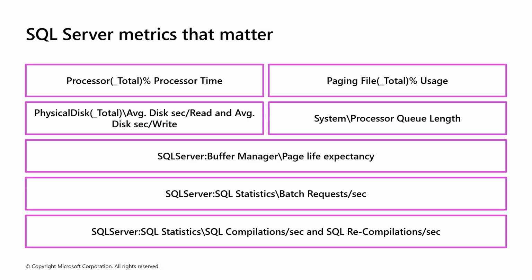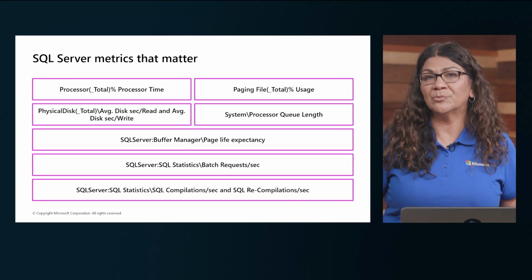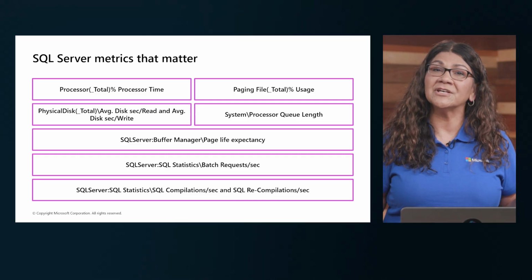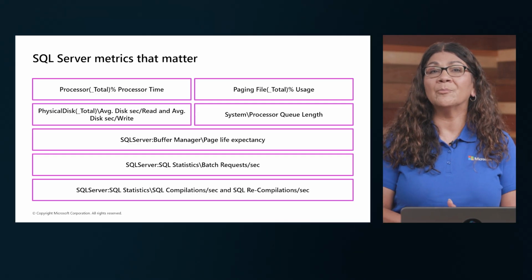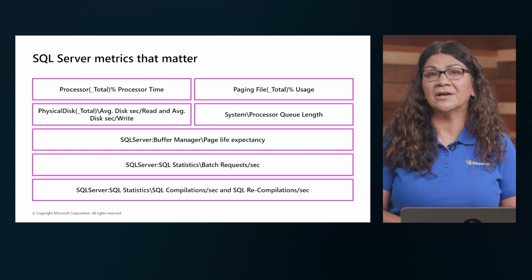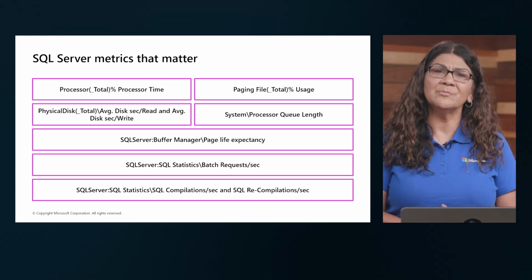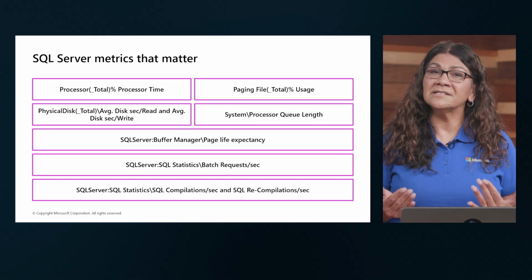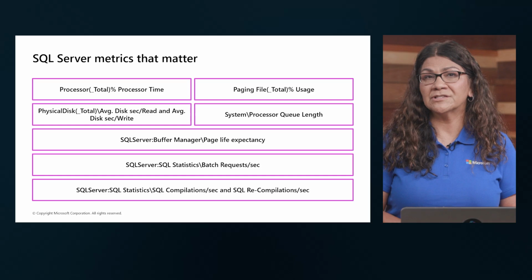For CPU health, percent processor time measures overall usage, while processor queue length shows thread contention, both useful for detecting CPU pressure and scaling needs. Memory-related metrics like paging file usage help identify when memory is being offloaded to disk, and page life expectancy reveals how efficiently SQL Server uses memory over time.